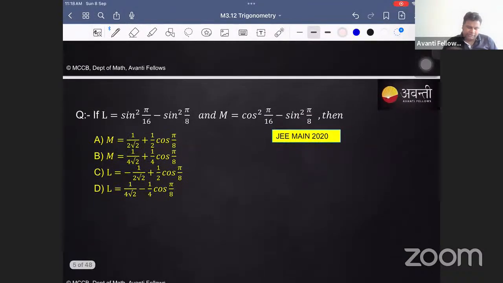Now there is a question. L is sine square pi by 16 minus sine square pi by 8. M is cos square pi by 16 minus sine square pi by 8. Then they're asking for the value of M and L.